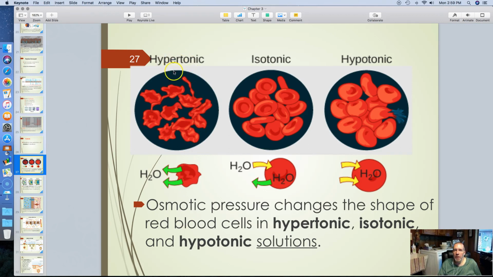So there are three terms that we can look at that refer to the possibilities in relation to the tonicity of a cell. And these are hypertonic, isotonic, and hypotonic. So tonic refers to tonicity, the concentration. Hyper means greater, right?